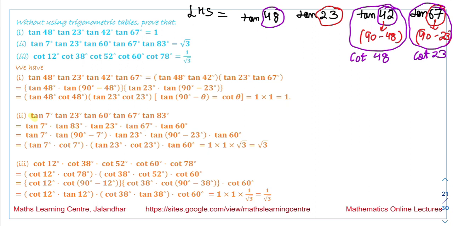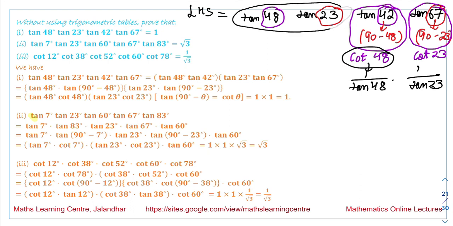What is cot of 48? This will be 1 over tan of 48 into 1 over tan of 23. These values are already there, that is tan 48 into tan 23 into this. These two get cancelled, these two get cancelled, and we are left with 1. So we are saying this is equal to the RHS.